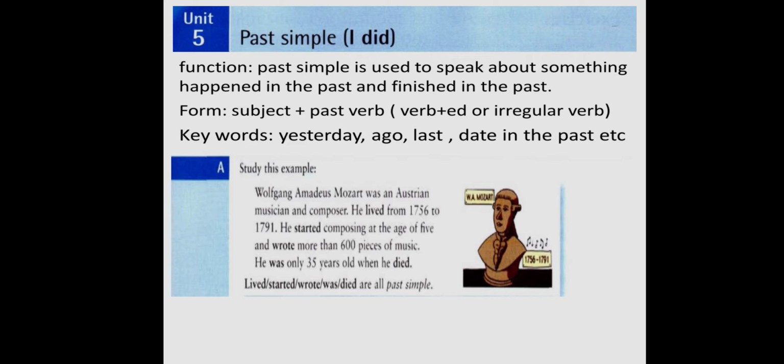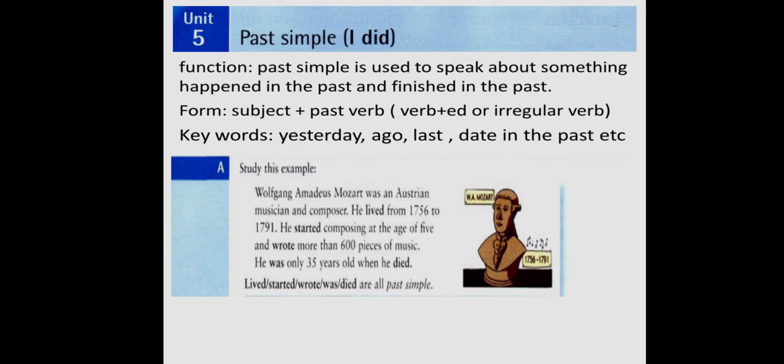And wrote is also in the past, while he was alive. In the past, from 1756 to 1791, he wrote, and this date is finished. So the action is finished in the past, so we use past simple.